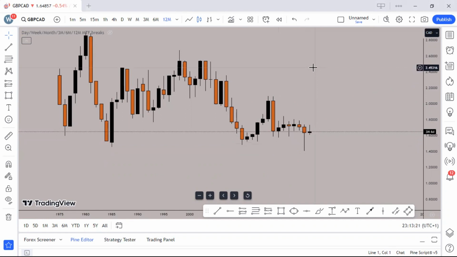One tree cannot make a forest. It needs a multitude of trees to make a forest. So for us to know that this is a structure, or to build a structure, we need more than one candle to form. So how do you trade individual candles? Now, we are talking about the candlestick. Now this is 12 months.